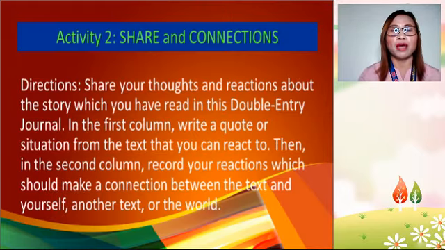Next, for activity 2, Share and Connections. You are going to share your thoughts and reactions about the story which you have read in this double entry journal. In the first column, write a quote or situation from the text that you can react to. Then in the second column, record your reactions which should make a connection between the text and yourself, another text, or the world.